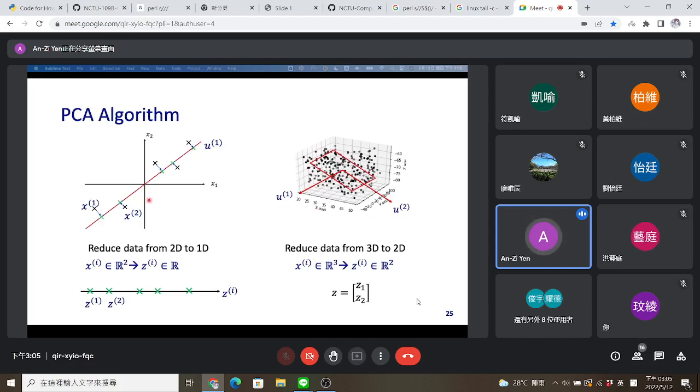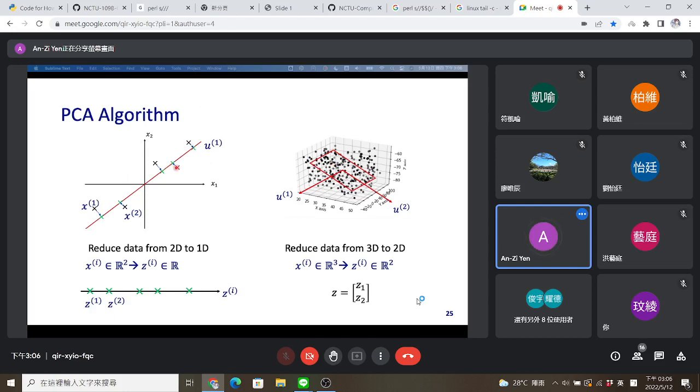Having done this sort of data preprocessing, here is what the PCA algorithm does. As we saw from the previous slide, it tries to find a lower dimensional subspace onto which to project the data so as to minimize the squared projection errors. The sum of squared projection errors is the square of the length of those blue lines.